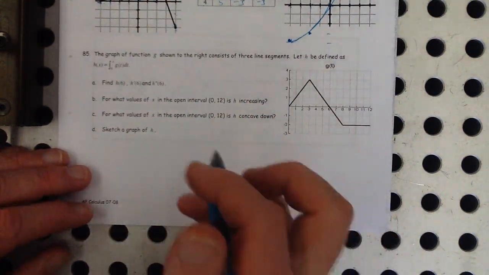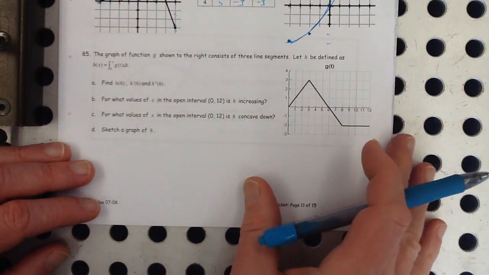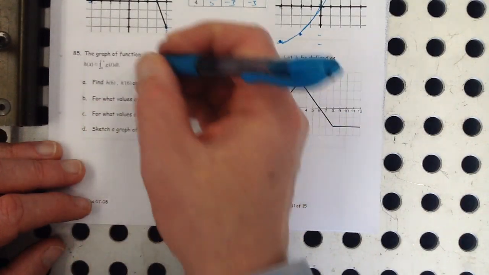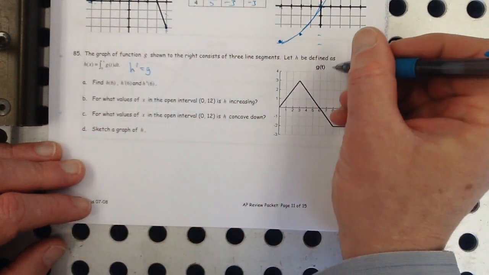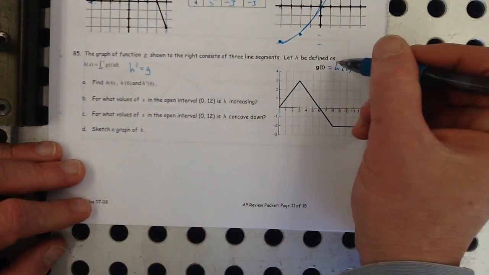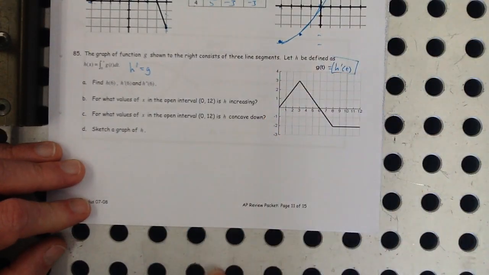All right, 85. The graph of the function g shown to the right consists of 3 line segments. Let h be defined as h is equal to this, so that means h prime is equal to g. It's taking the derivative of both sides. So I'm going to write that in there. Probably going to be better for me to think of this graph as the graph of h prime.